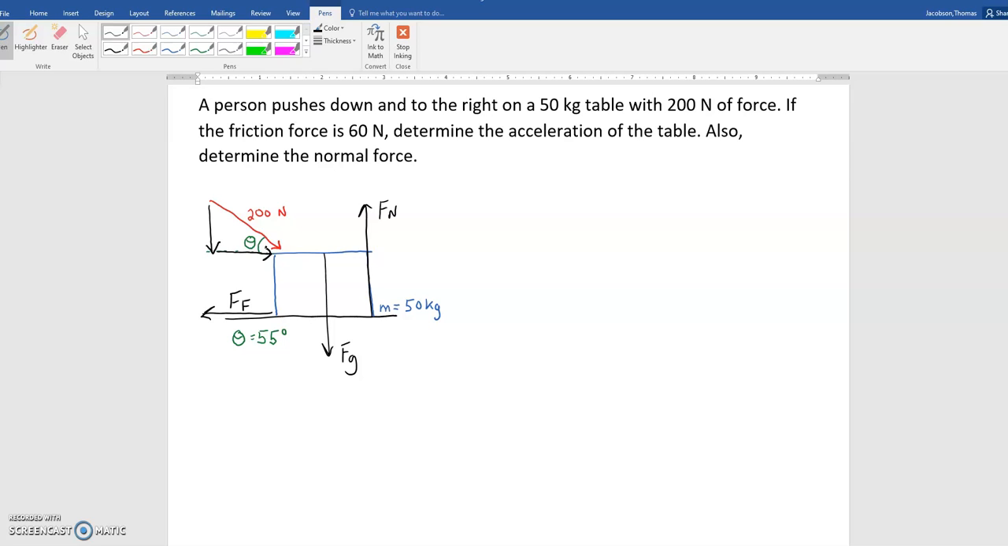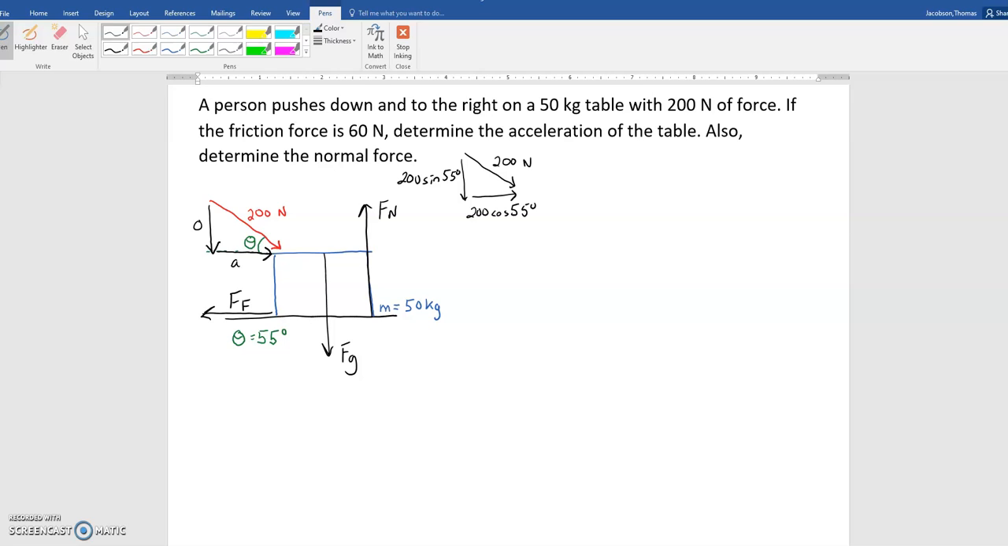We need to figure out how much of that 200 newtons is pushing down and how much of that 200 newtons is pushing to the right. So to do that, what you guys should know is that this is the opposite leg of the triangle and this is the adjacent. And if you remember SOHCAHTOA, let me redraw this over here. You should know that opposite goes with sine and cosine goes with adjacent. So if this is a 200 newton force, this is going to be 200 cosine of the angle, which is 55 degrees, which is given.